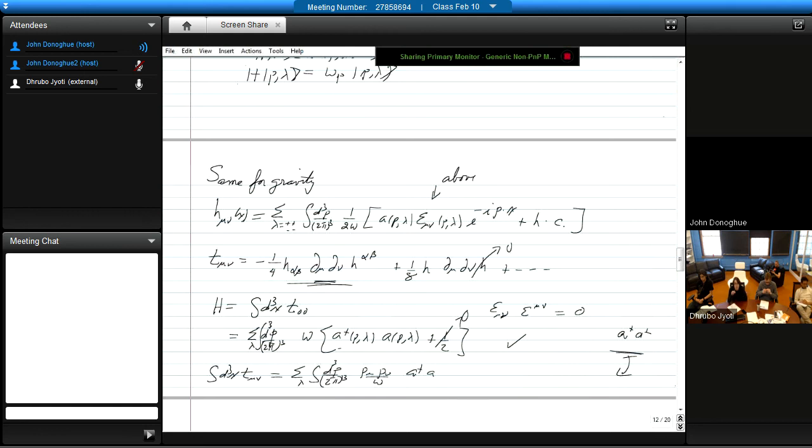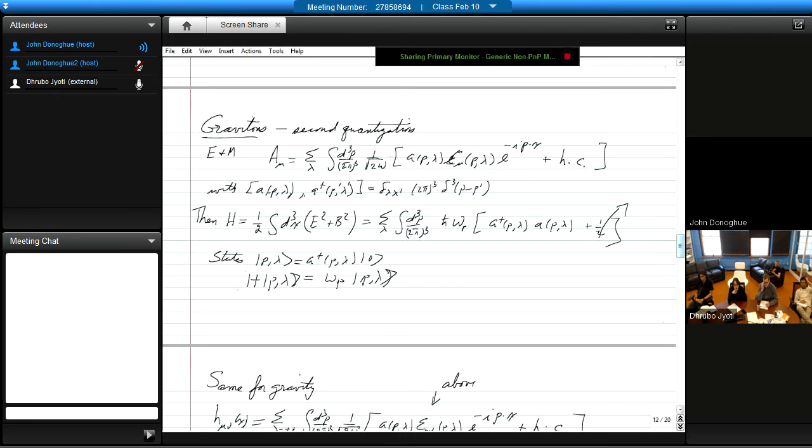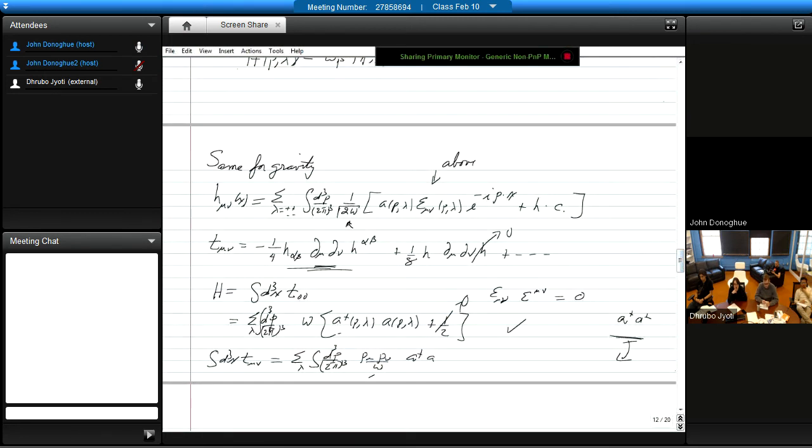Okay, so we've got the graviton. It's 1 over square root of 2 omega, just like the photon. Thank you, yes, I catch that. That was required to get the right dimensions even.